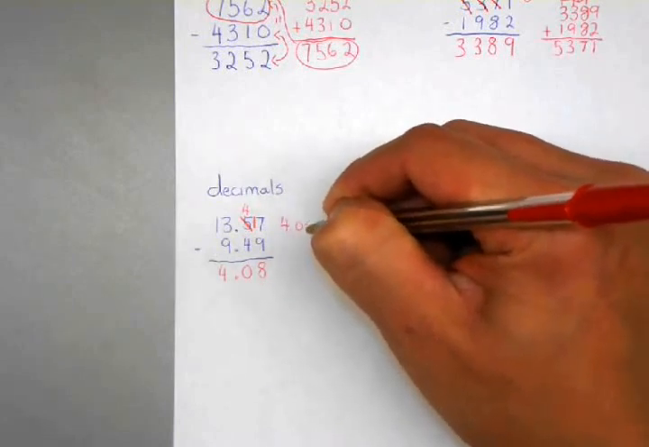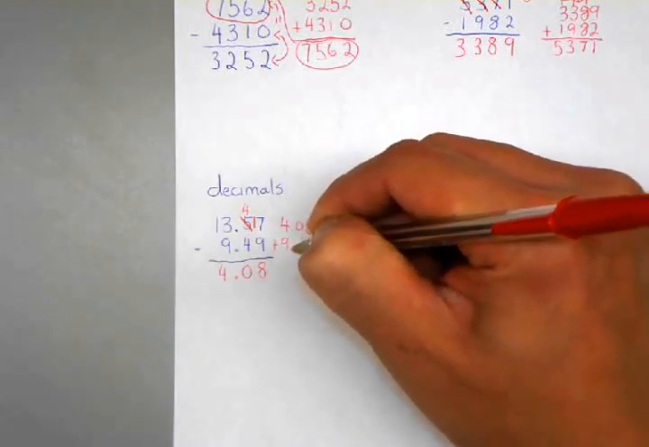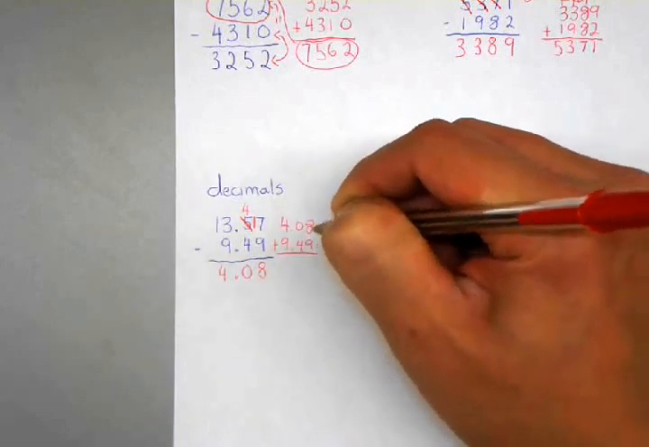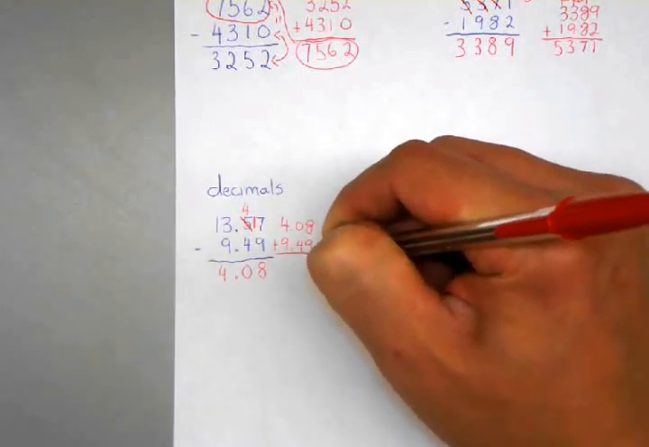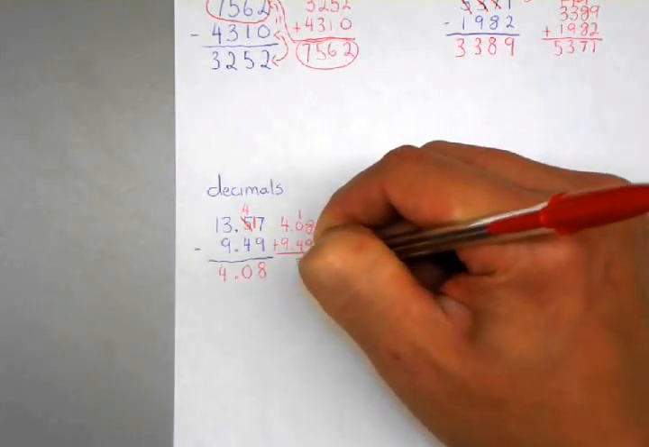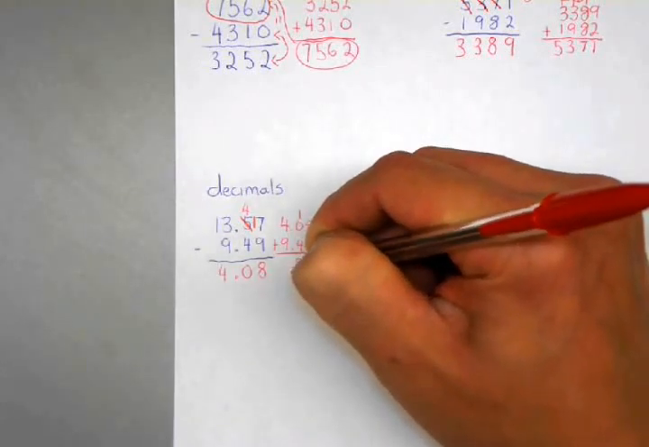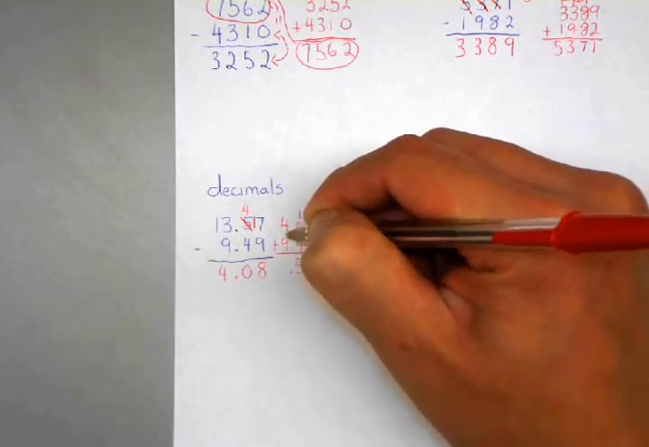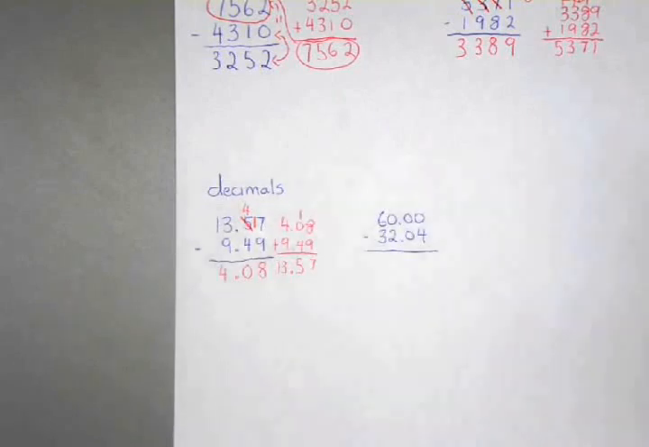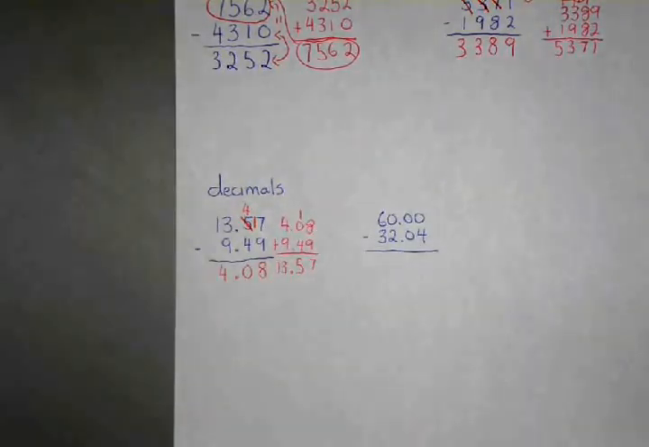4.08 plus 9.49. Add it together and we'll get the answer. So 8 plus 9 is 17. 1 plus 4 is 5. We move the decimal down, always in the same place. 9 plus 4 is 13. So once again, we're lined up, 13.57 and 13.57. We have a correct answer.